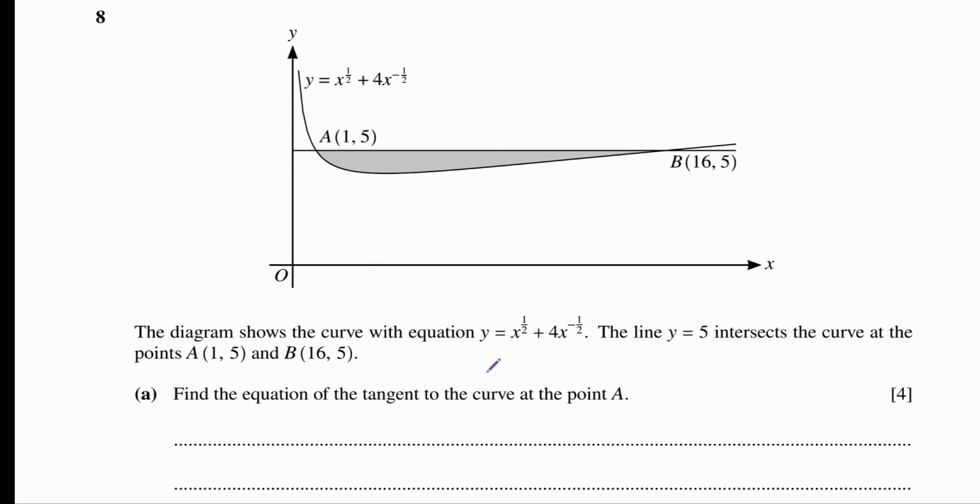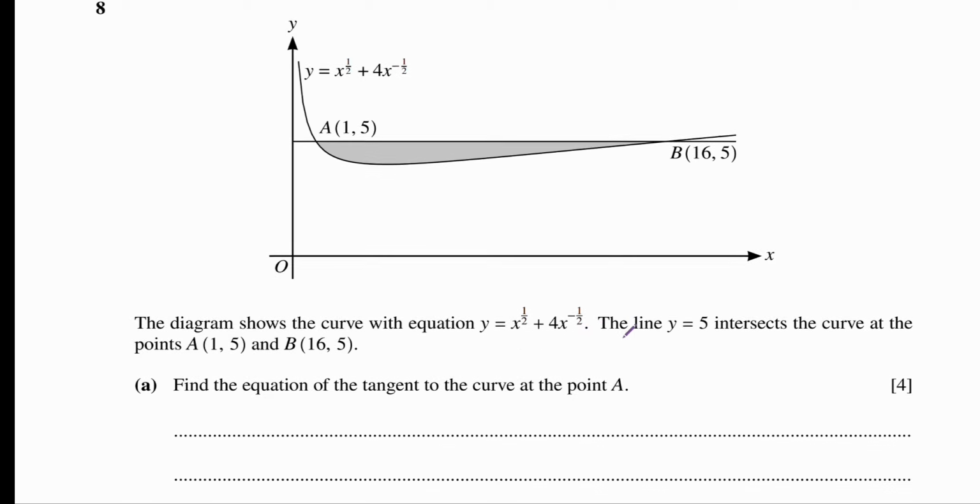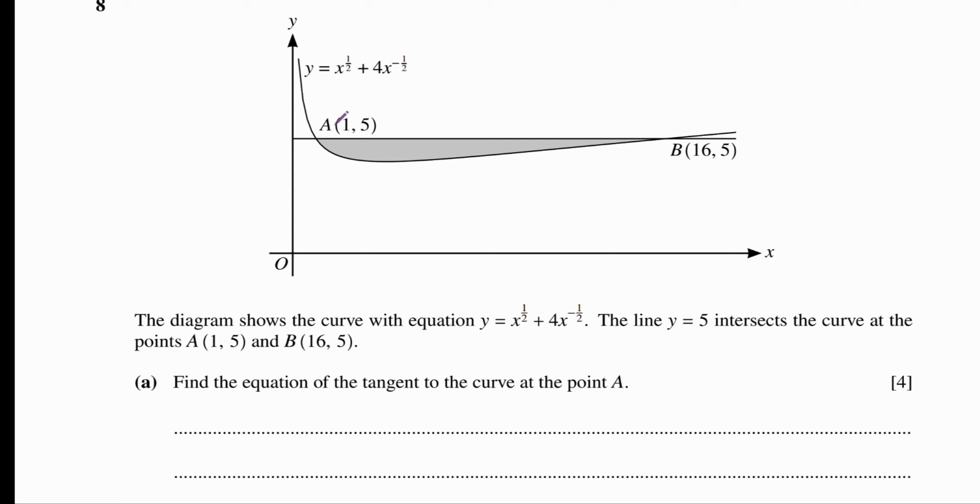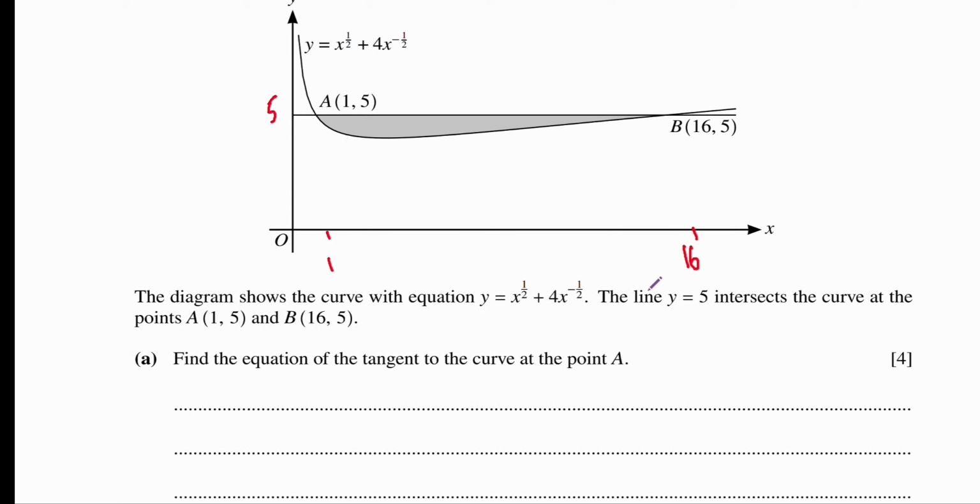So the diagram shows the curve of the equation y is equal to square root of x plus 4x to the power negative a half. The line y is equal to 5, so this is 5 right here, so write that down, intersects the curve at the points A (1, 5), so that's 1, and B (16, 5), so that's 16. Okay, so far we're good. Find the equation of the tangent to the curve at the point A. Okay, so this is differentiation actually, because tangent means we need to find the equation of a line that looks something like this. So a line looks something like that.